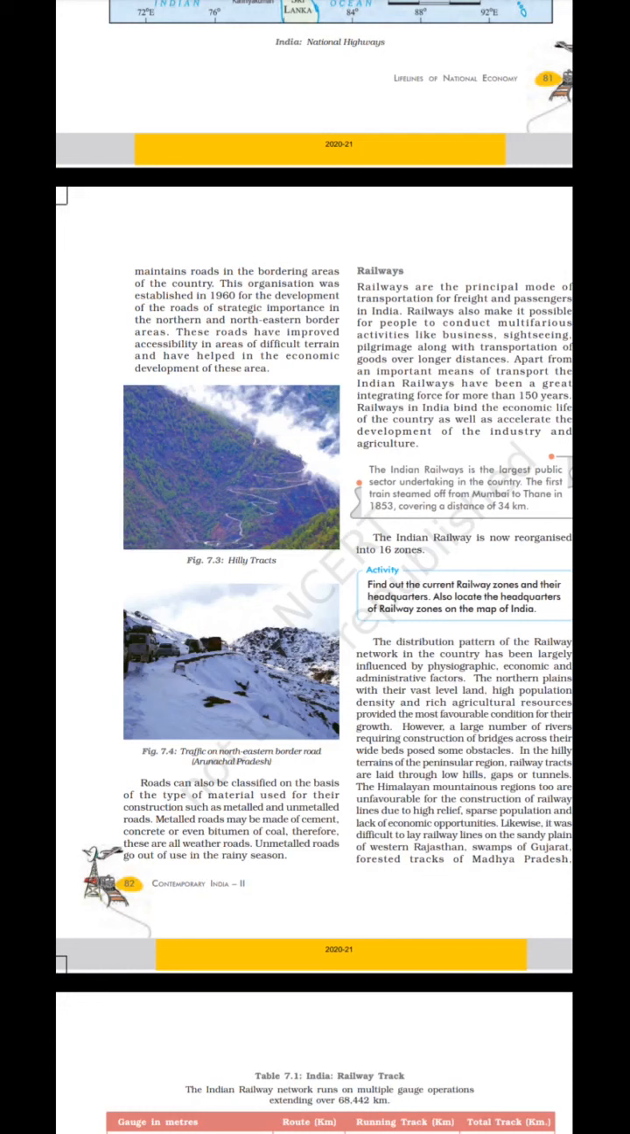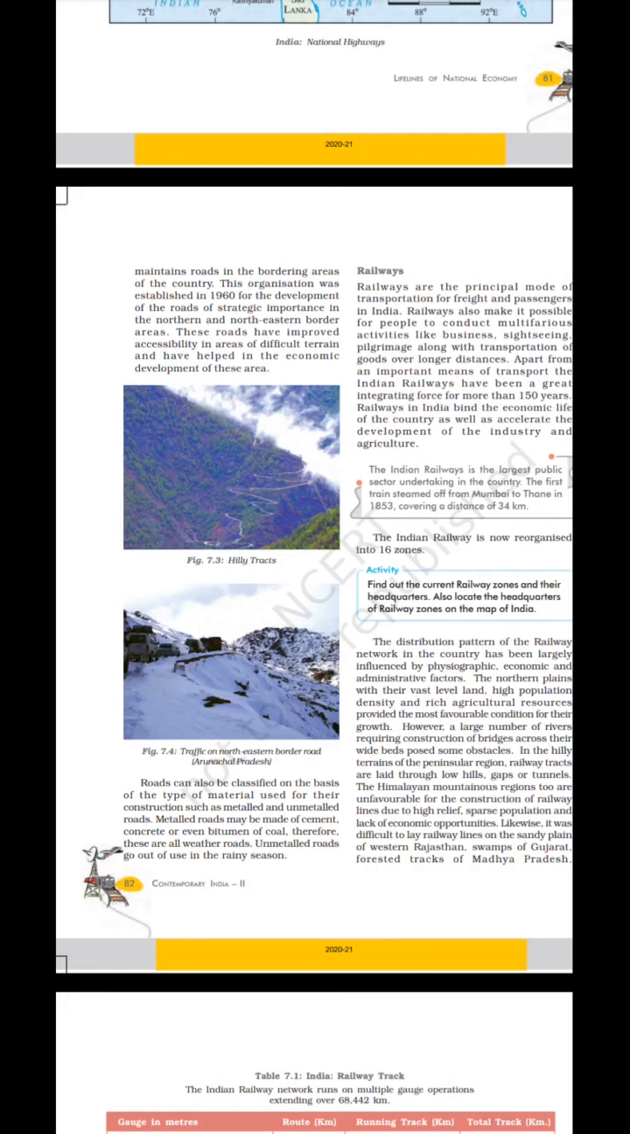Roads can also be classified on the basis of the type of material used for their construction, such as metalled and unmetalled roads. Metalled roads may be made of cement, concrete, or even bitumen of coal. Therefore, these are all weather roads. Unmetalled roads go out of use in the rainy seasons.